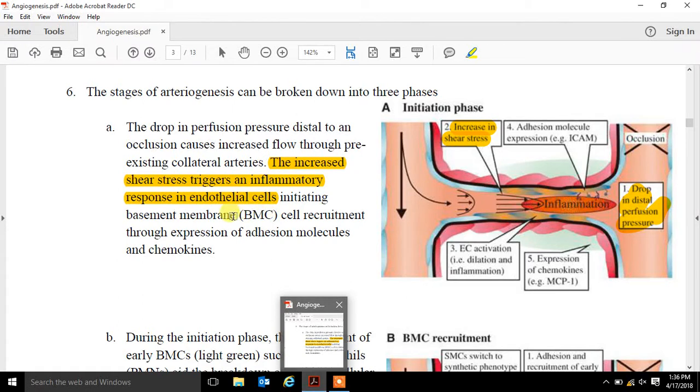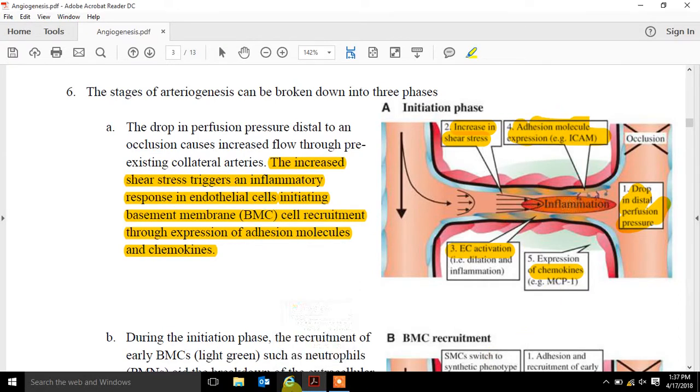We start seeing basement membrane cell recruitment through expression of adhesion molecules and cytokines. We just talked about ICAM1, VCAM1, and TNF alpha all being upregulated with shear stress. This is where it's happening. We get this increase in shear stress that activates our endothelial cells, and we get increases in chemokines and adhesion molecules.